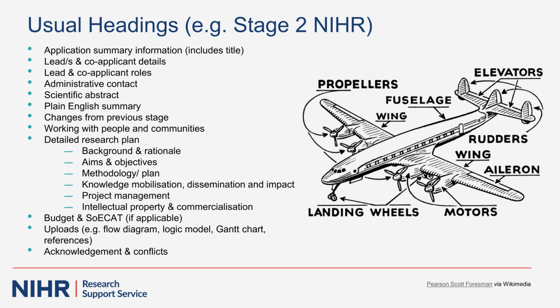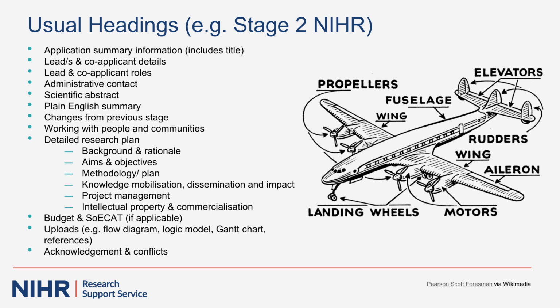And I know some funding applications can be quite bitty and confusing. But these are, broadly speaking, the things that you'll be expected to deliver. So firstly, some summary details, information about who the leads and co-leads and co-applicants are, some administrative details, a scientific abstract. In the NIHR, this doesn't really appear until stage 2. All the more important, therefore, the plain English summary that you submit at stage 1. Any changes from previous stage.